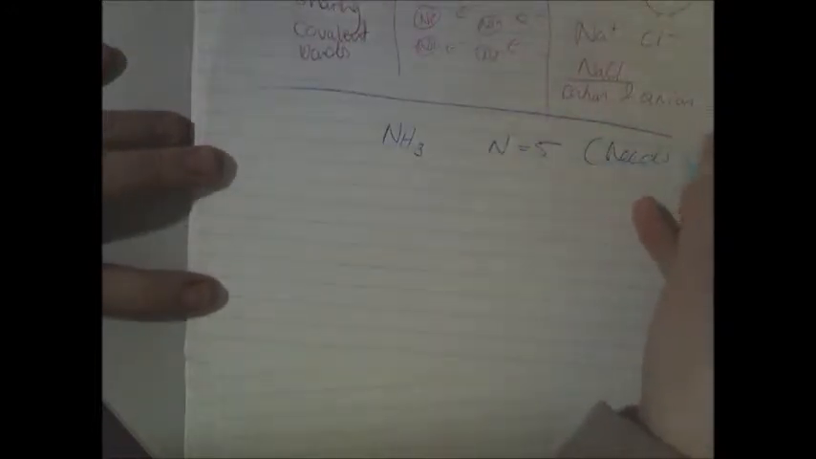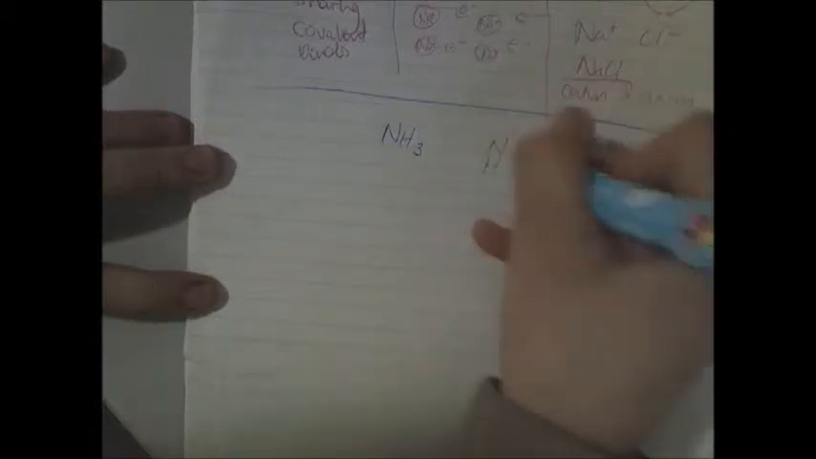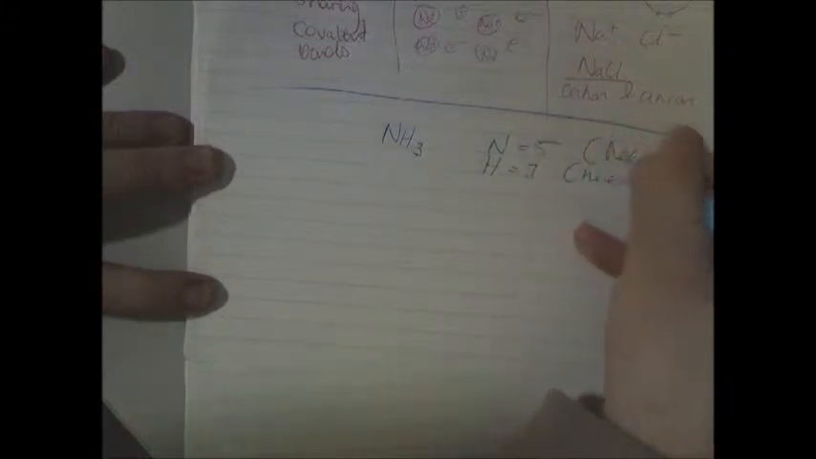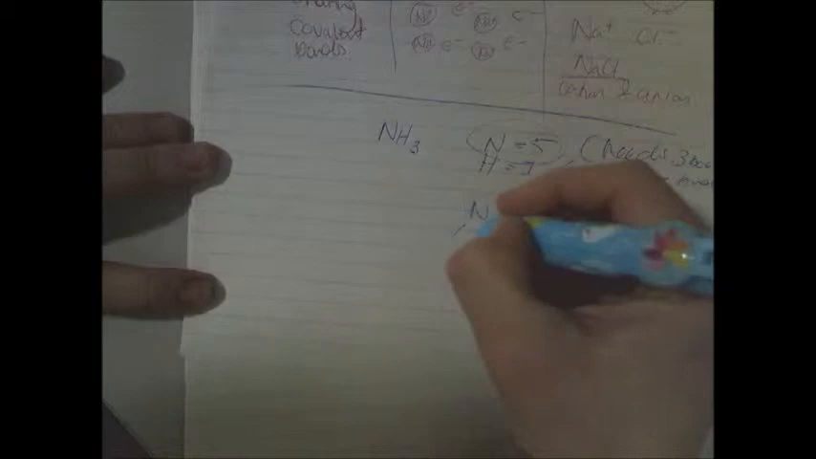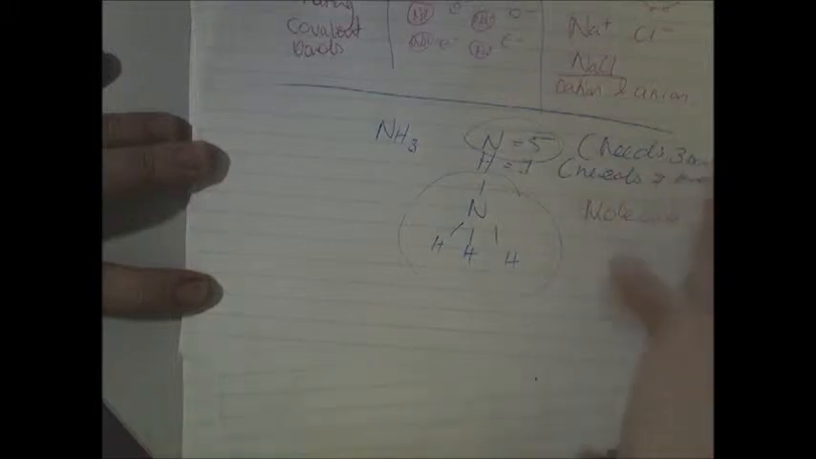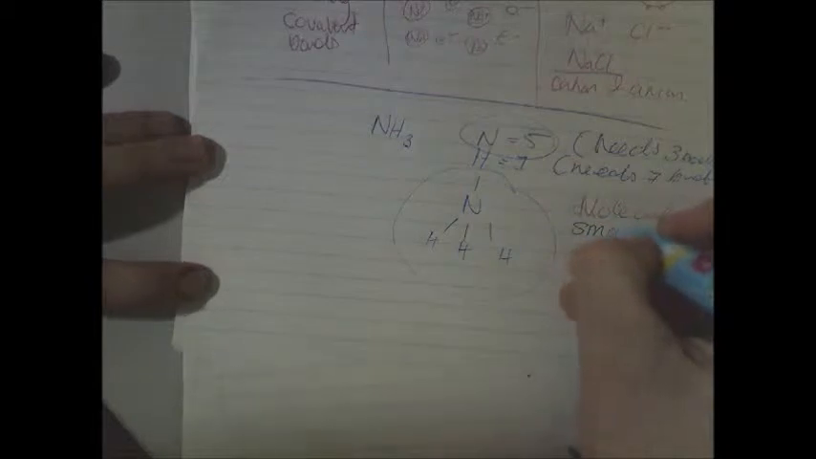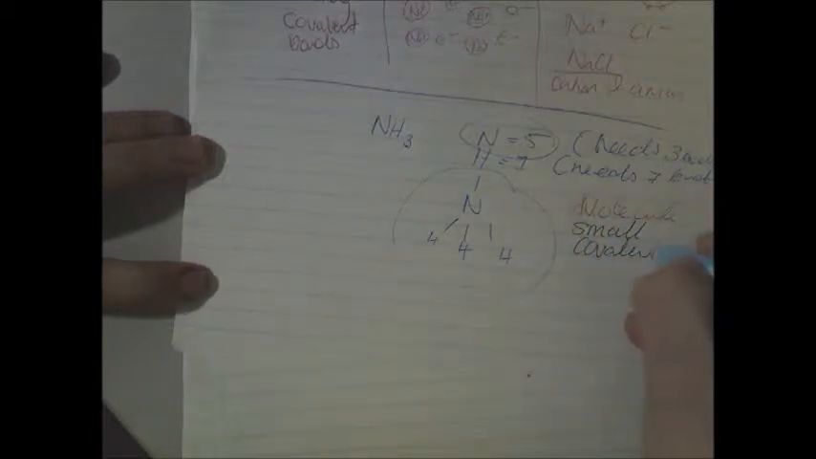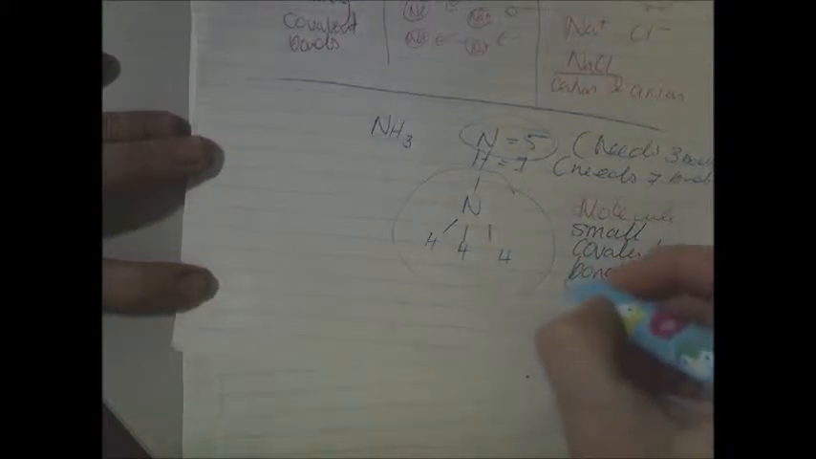Okay, now within non-metals, we also have intermolecular bonding between molecules. So if we take ammonia, for example, N has 5 electrons in its outer shell, so it needs 3 bonds, and H has 1 electron in its outer shell. It needs 1 bond. Nitrogen will bond to 3 hydrogens to fulfill its outer shell, and it will have 1 lone pair. This is a molecule. A molecule is a small, covalently bonded species.